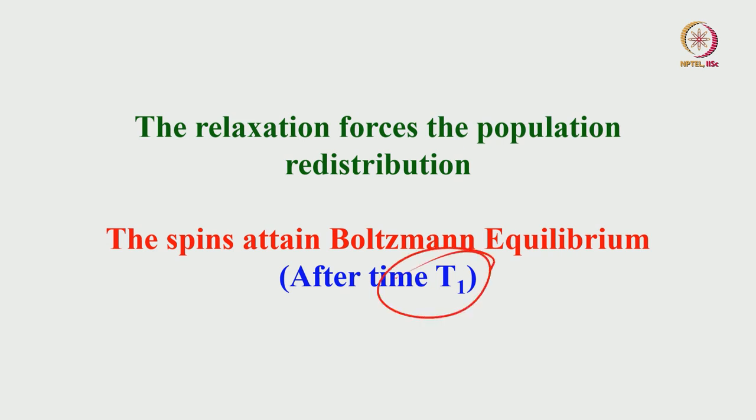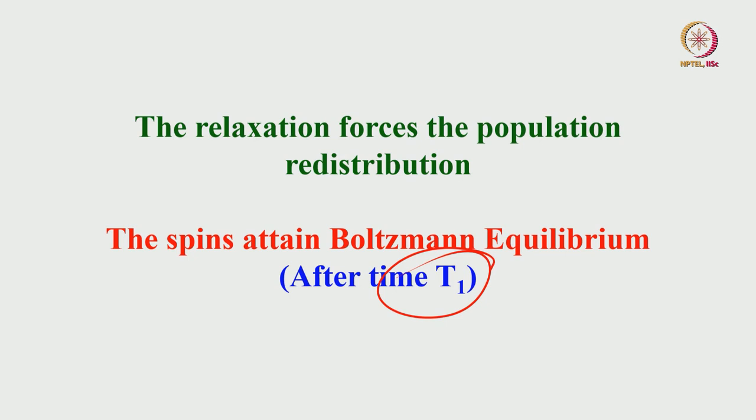T1 is called the longitudinal relaxation time. It is the time required for the spins to attain thermal equilibrium, that is the growth of magnetization along the Z axis. Population gets redistributed with time because of the relaxation forces. You see the difference. Immediately after putting the sample is one phenomenon.